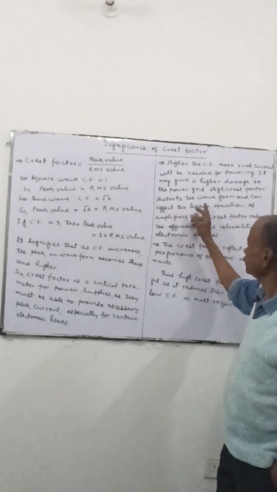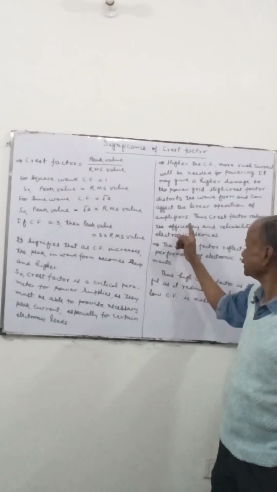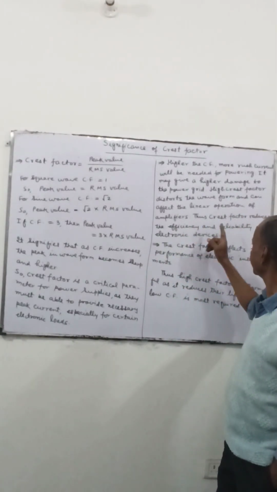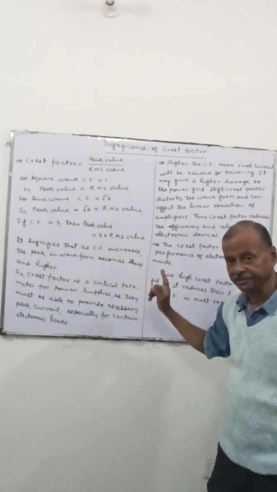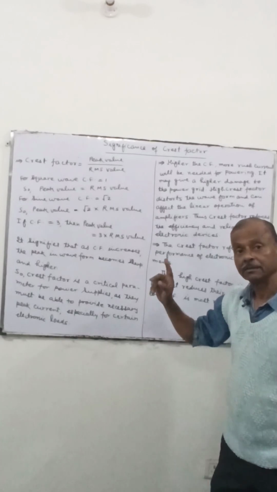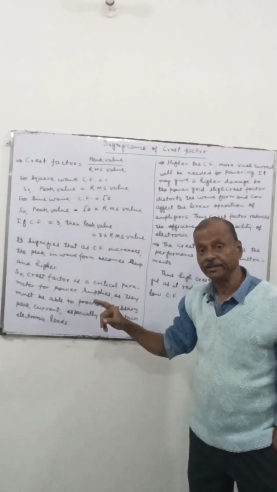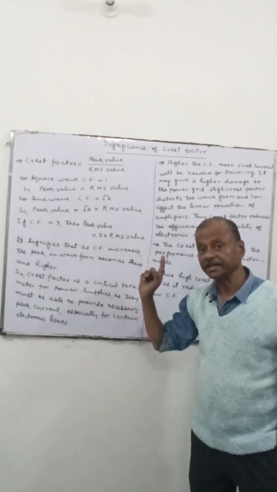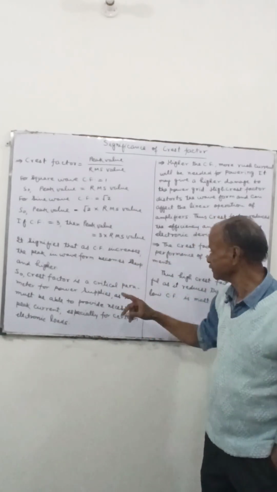A higher crest factor distorts the waveform and affects the linear operation of the amplifiers. Thus, the crest factor reduces the efficiency and the reliability of the electronic instrument. So, when the crest factor is high, the rush current is required to be very high, and in that case, because of the heat, these instruments get damaged.